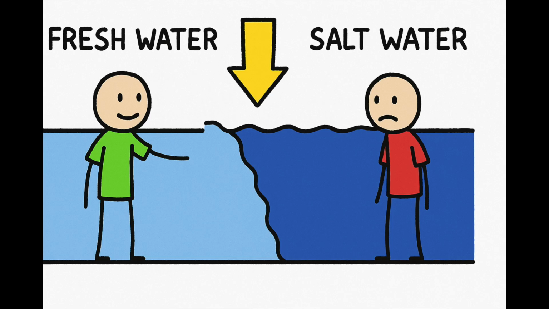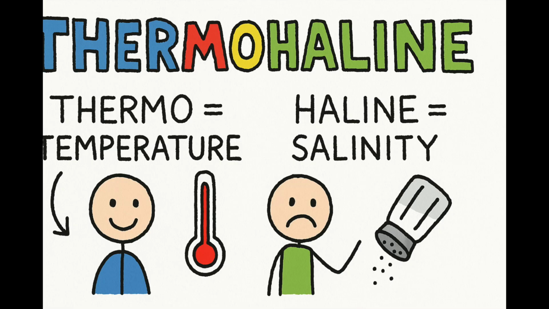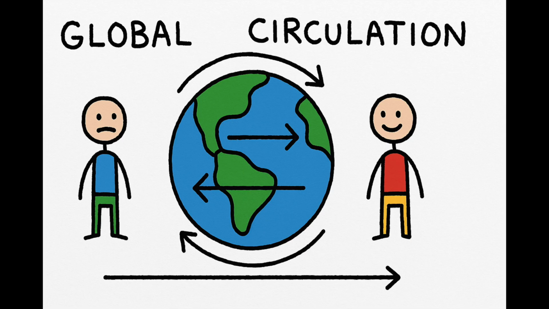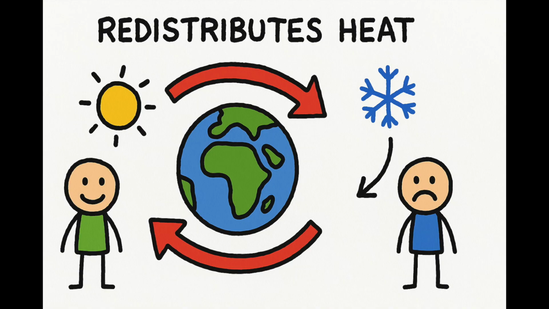Perhaps the most important fact is that the Earth's oceans are part of a single interconnected system. Scientists call this system thermohaline circulation. Thermo refers to temperature. Haline refers to salinity. This circulation transports water around the globe through a combination of surface currents and deep water flows. The process helps regulate the Earth's climate by redistributing heat and nutrients across the planet.